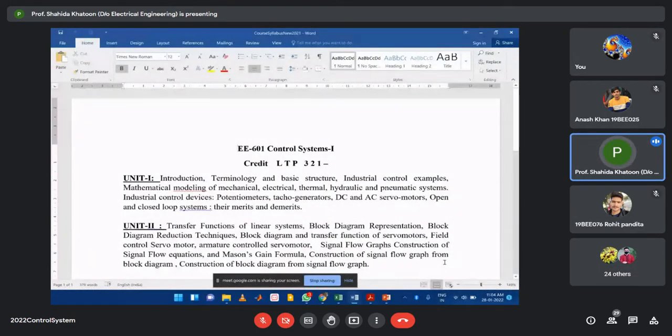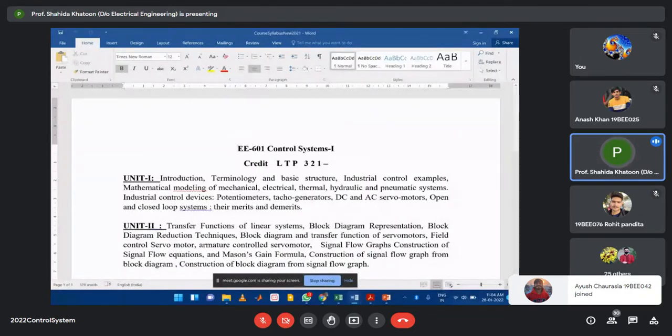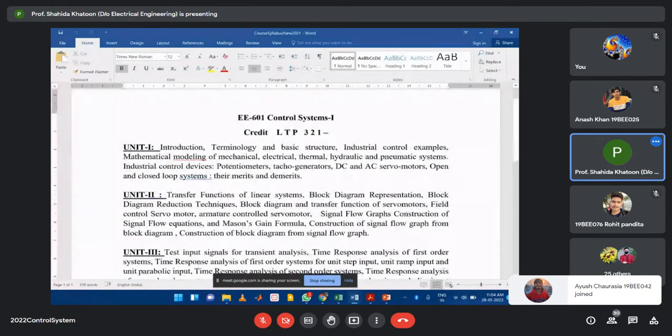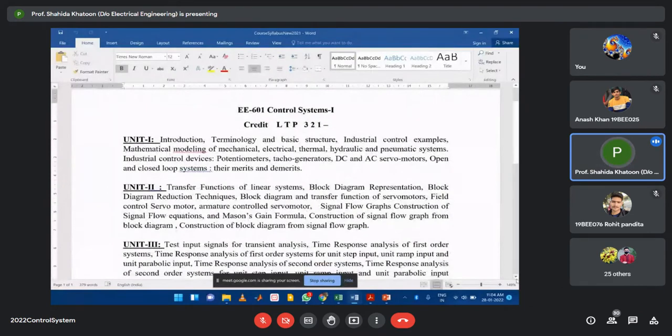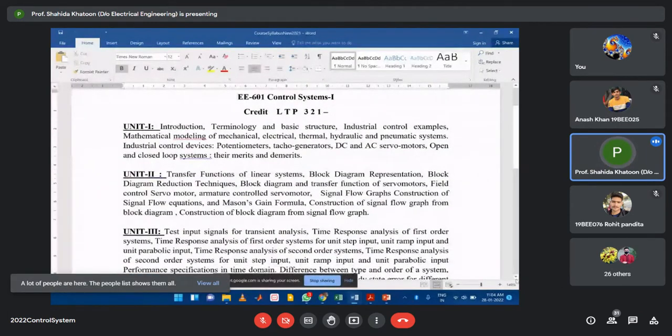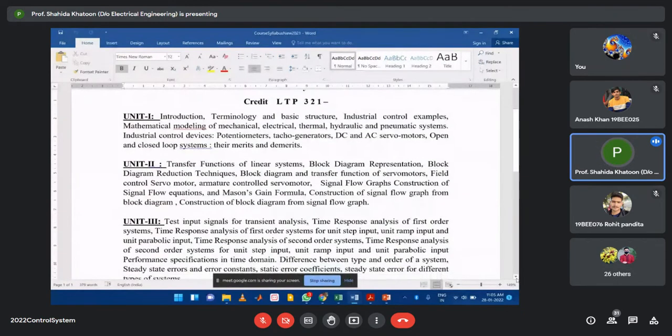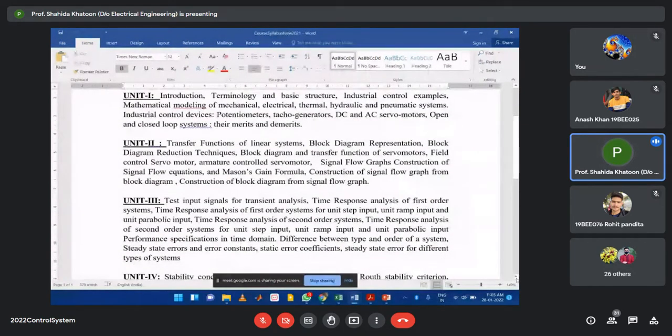So the syllabus consists of 5 units as other course syllabi. So unit 1 is the introduction part. In that we will study some terminology, basic structure, control system problems. Then the next topic in unit 1, which is most important, is the mathematical modeling of various types of systems such as electrical system, mechanical system, hydraulic system, pneumatic system, etc.